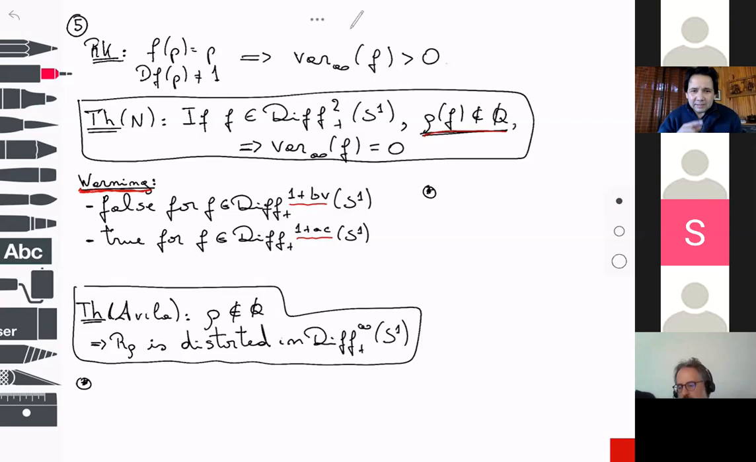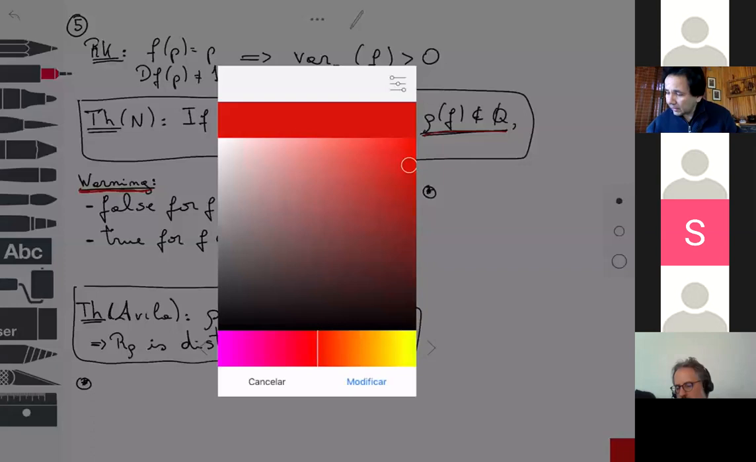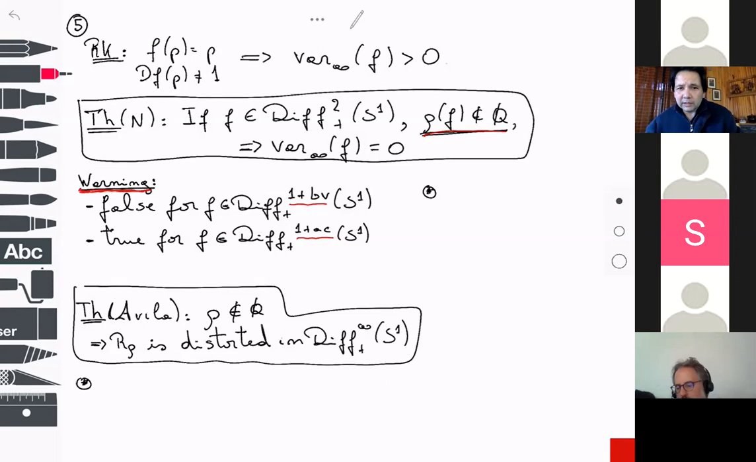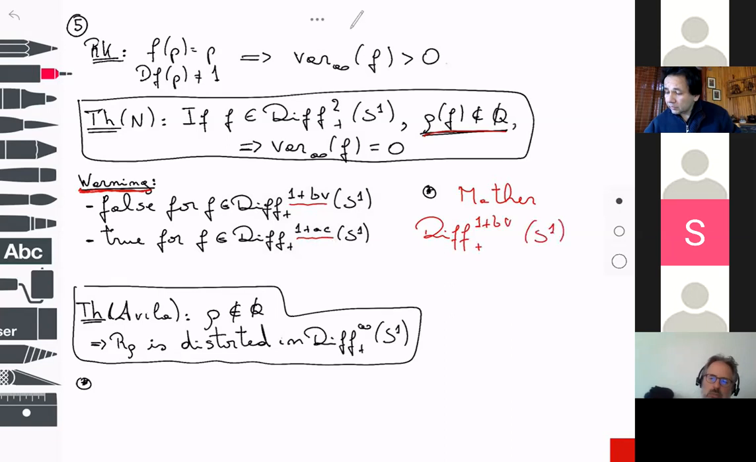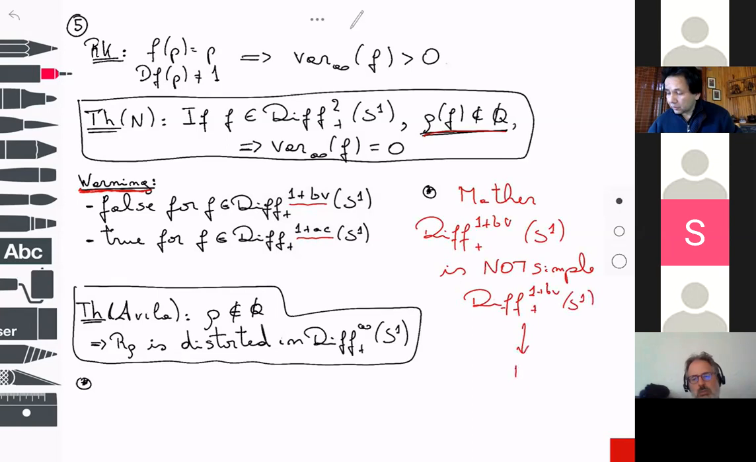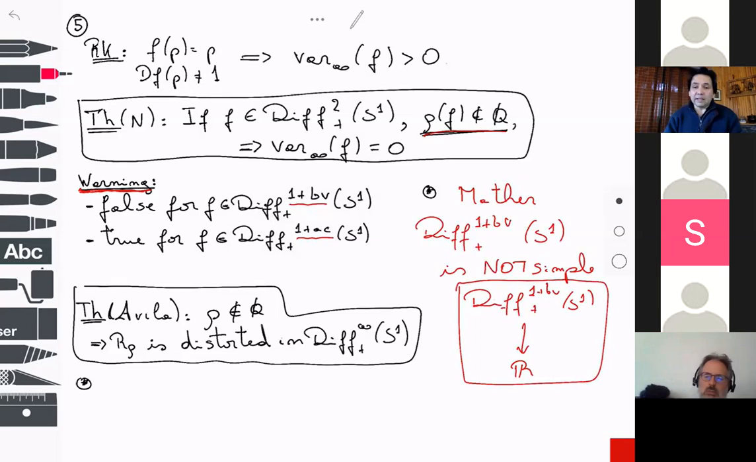And this seems to be very technical, but actually this is very interesting because this is related to a classical example by John Mather. And again, we come back to the simplicity. So Mather made in the 70s the following observation, which is really very, very clever, that the group of C1 plus bounded variation diffeomorphisms of the circle is not simple. Okay, and actually he was able to produce a homomorphism from this group into the reals, which is non-trivial. And the point is that this homomorphism is trivial when you deal with diffeomorphisms with absolutely continuous derivatives.